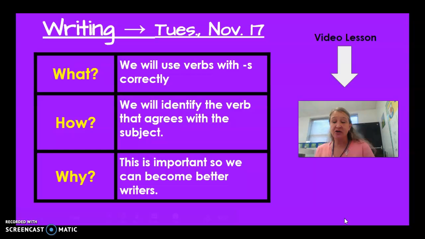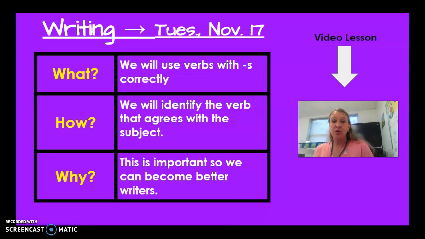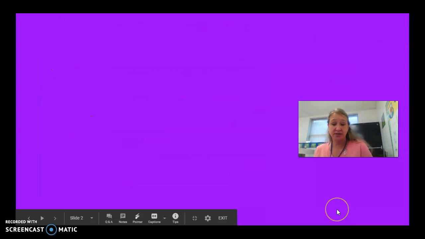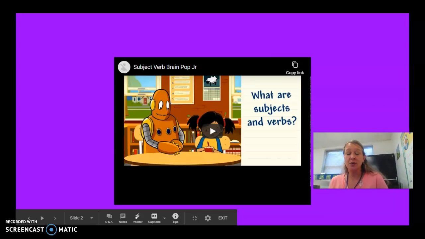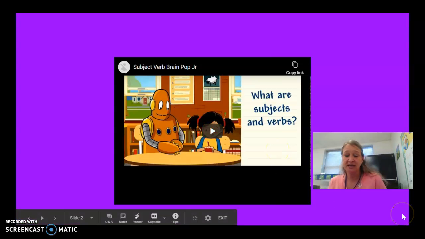Today is Tuesday, November 17th, and we will use verbs with S correctly. We will identify the verb that agrees with each subject. This is important so that we can become better writers. Okay, I want you to watch the Brain Pop video very quickly on subjects and verbs. It's super quick and you will love it.